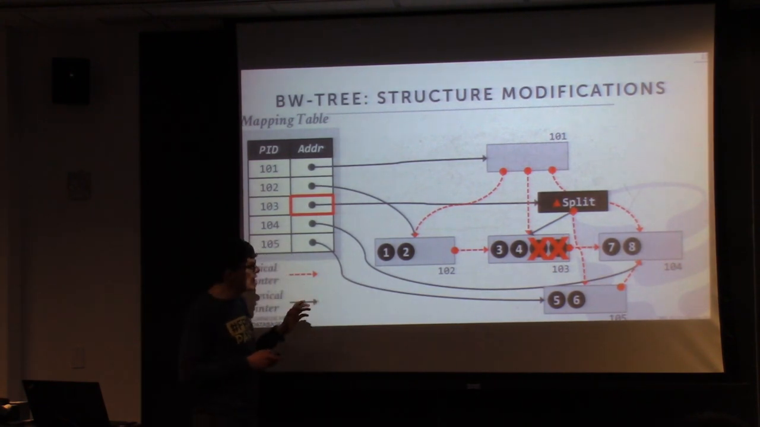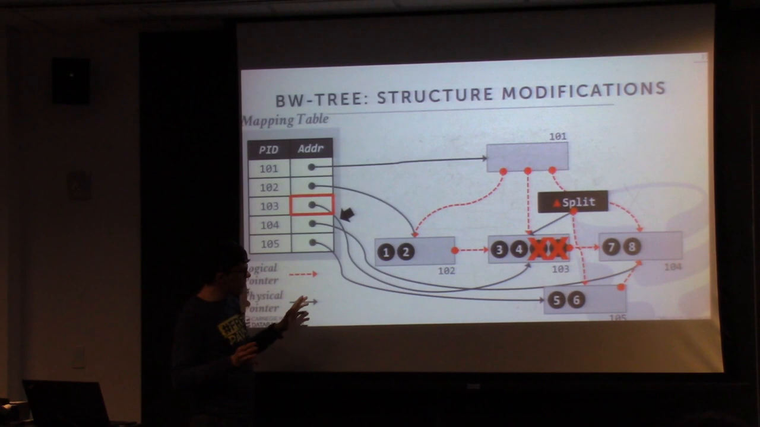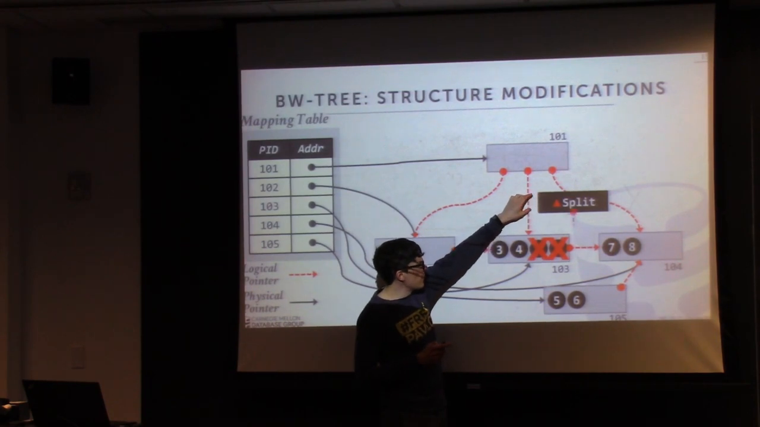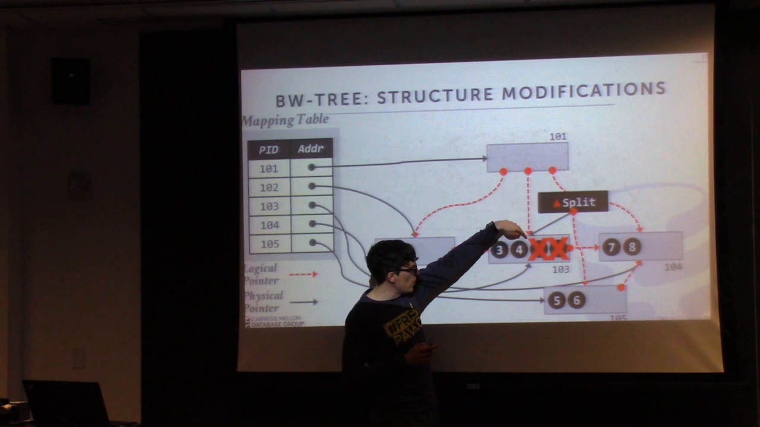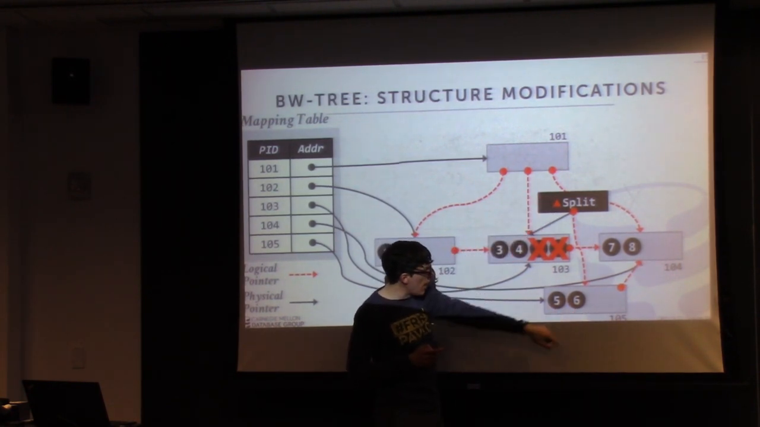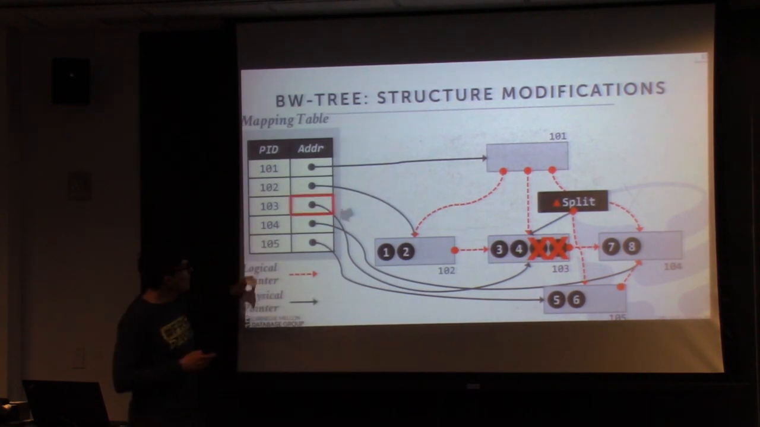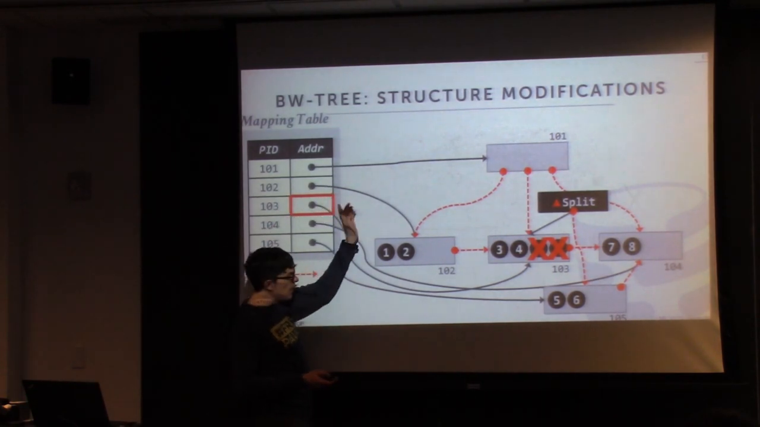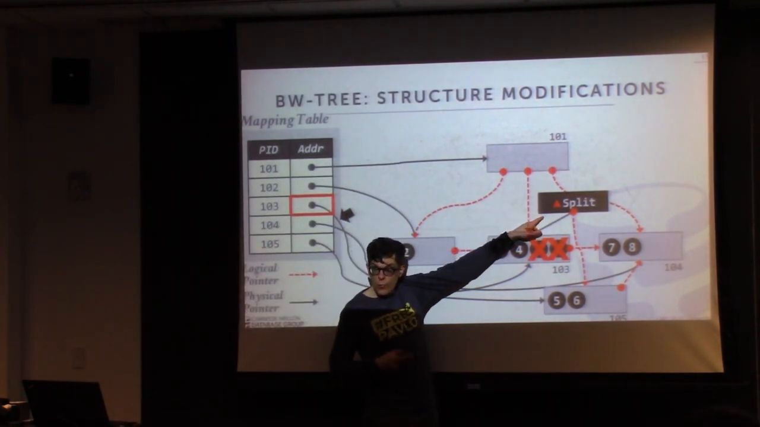Okay, so his question is, say I'm at this point here. We have a physical pointer from the split record to base page 103. We have a logical pointer from the split record to base page 105. So his question is, if I now do the compare and swap on the mapping table for page 103, and that fails when I try to make it point to the split record, what happens? Well, what happens is that it fails.